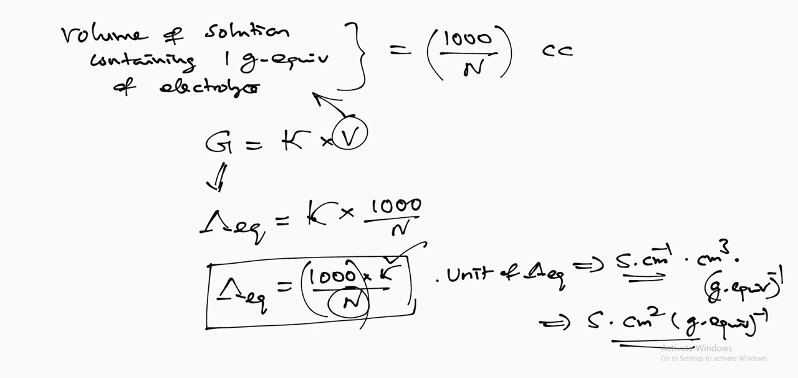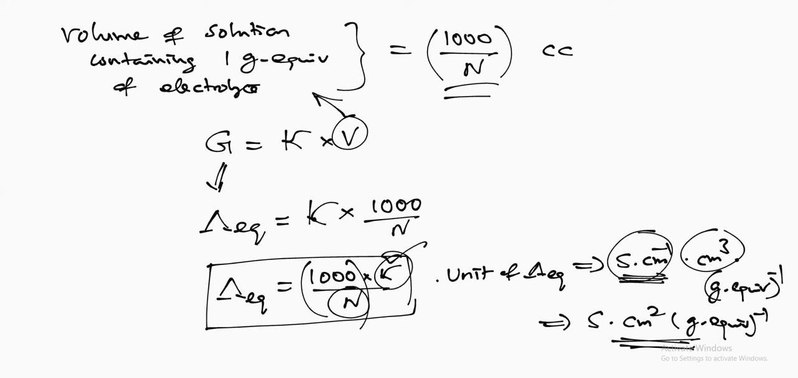Students, are you able to follow this? Very simple. The unit of kappa is Siemens centimeter inverse, that we know already. 1000 by n is nothing but volume, which is given in the unit of cc, that is centimeter cube. So Siemens centimeter inverse is the unit of kappa, centimeter cube is the volume unit, and the solution contains 1 gram equivalent, so gram equivalent inverse. If you simplify this, you'll get the unit of equivalent conductance.